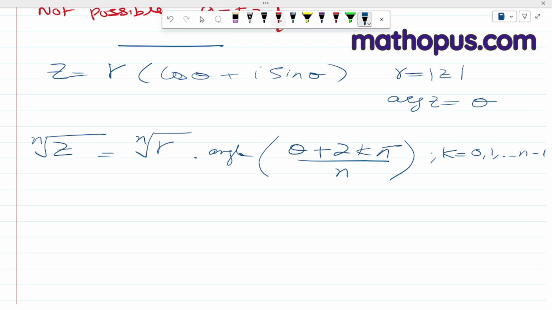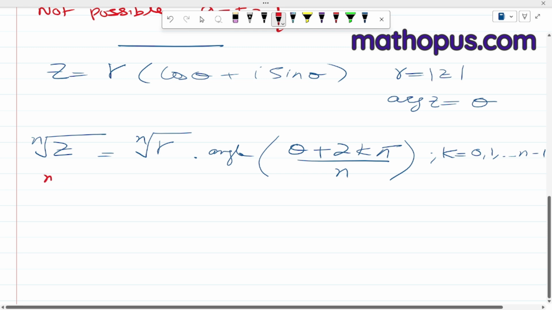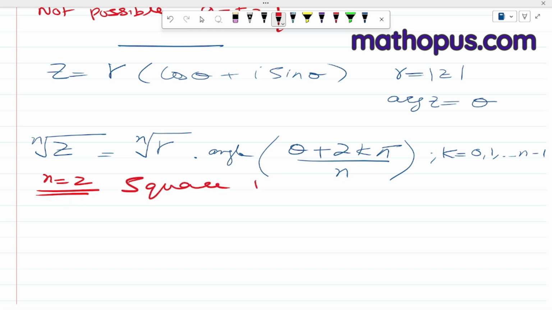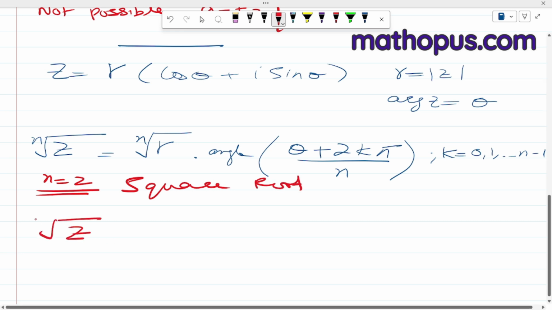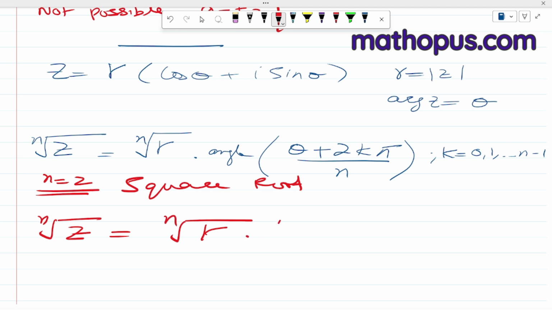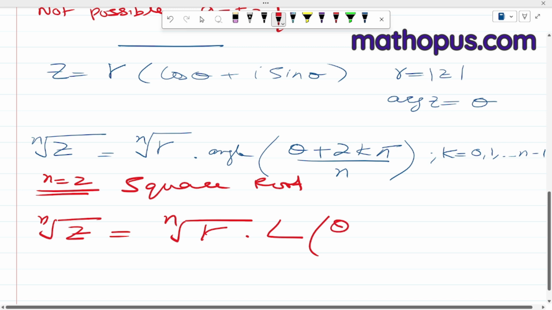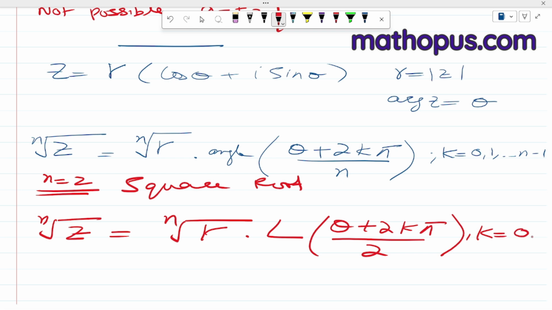So let's substitute n as 2. If I substitute n as 2, it means I'm going to find the square root of this complex number. So the square root would be the square root of the modulus, and for the angle, you will write theta plus 2k pi over n, and n is going to be 2 because it is now the square root, and the values of k which we are going to substitute would be 0 and 1.